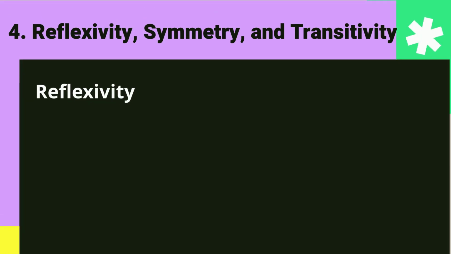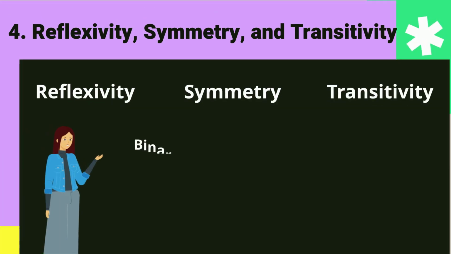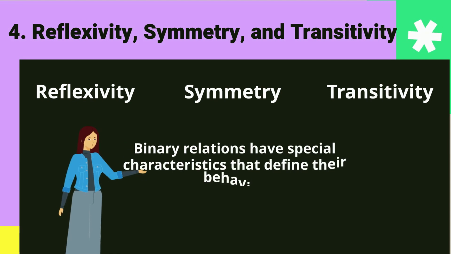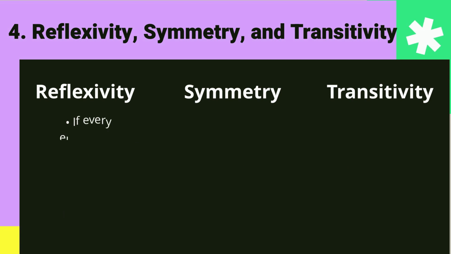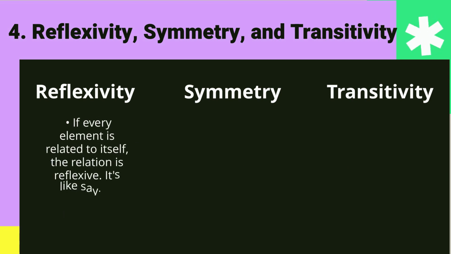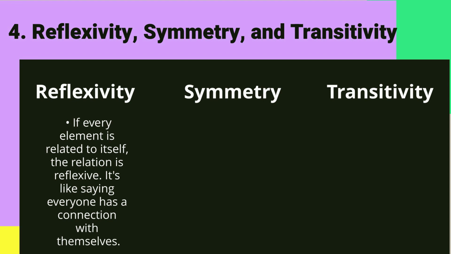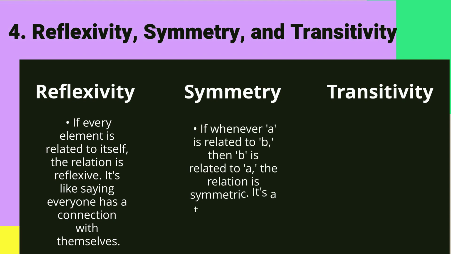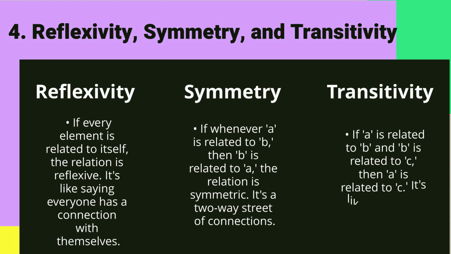Number 4. Reflexivity, symmetry, and transitivity. Binary relations have special characteristics that define their behavior. Reflexivity: if every element is related to itself, the relation is reflexive. It's like saying everyone has a connection with themselves. Symmetry: if whenever A is related to B, then B is related to A, the relation is symmetric. It's a two-way street of connection. Transitivity: if A is related to B and B is related to C, then A is related to C. It's like a chain of connections.